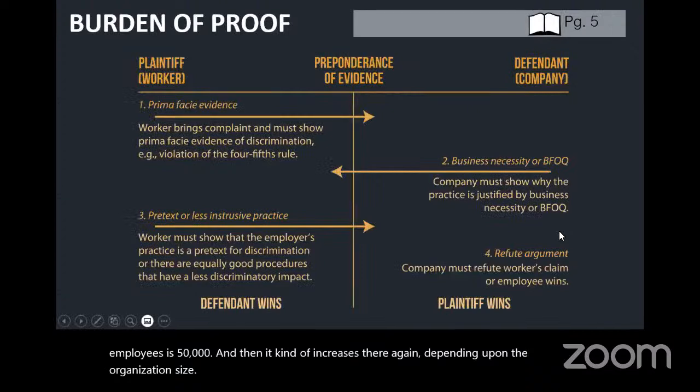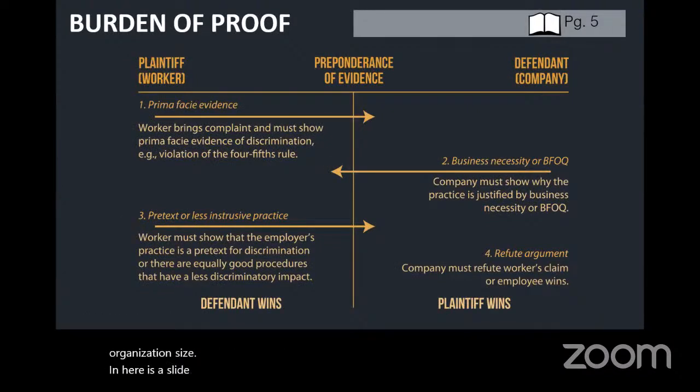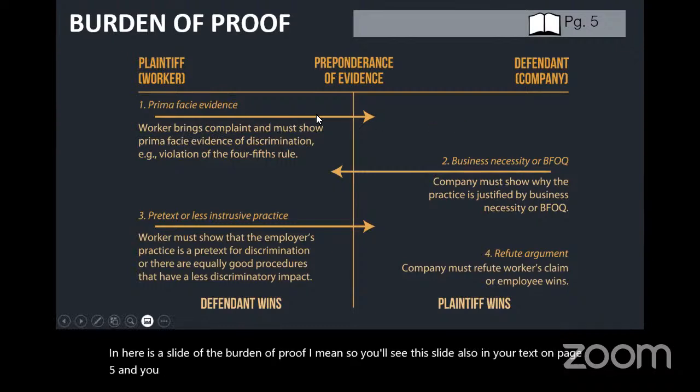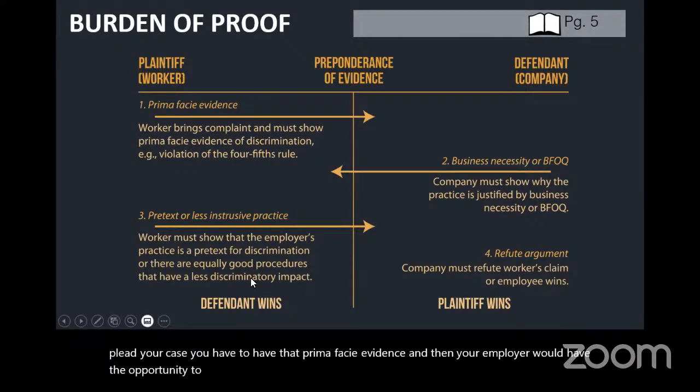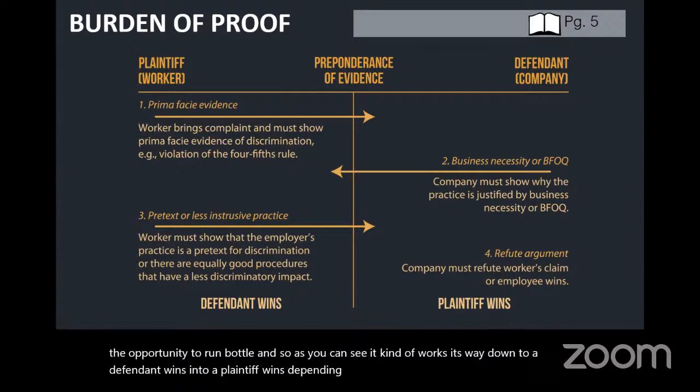And here is a slide of the burden of proof. You'll see this slide also in your text on page 5, and you can see how it goes back and forth. So remember, you have to be able to plead your case. You have to have that prima facie evidence, and then your employer would have the opportunity to rebut. As you can see, it works its way down to a defendant wins or a plaintiff wins, depending upon the evidence being presented, right?